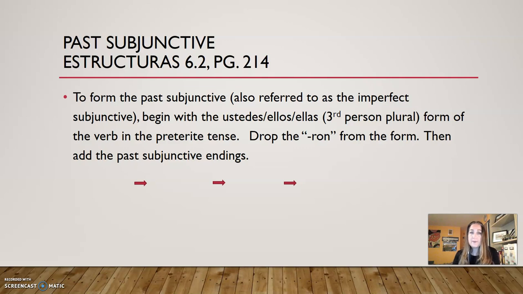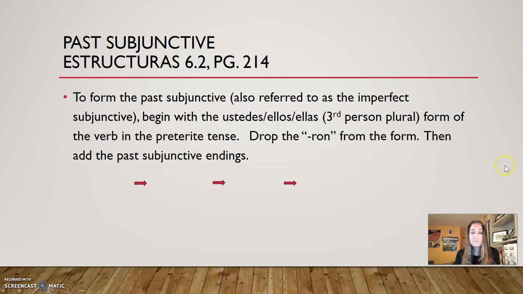So, to form the past subjunctive, we'll look first at how to form it and then at how and when and why we use it. To form the past subjunctive, which is also referred to as the imperfect subjunctive, we always begin with the ustedes, ellos, ellas form of the verb in the preterite tense. That is, the third person plural form. The third person plural form of verbs in the preterite tense always end in aron, ieron, or eron. And so we would drop the ron, the three letters from the end of the form, and we would add the past subjunctive endings, which we'll be looking at in just a moment.